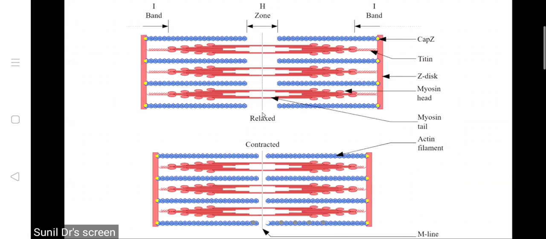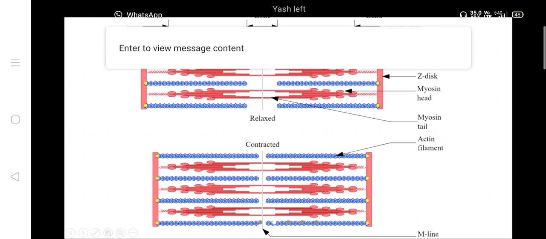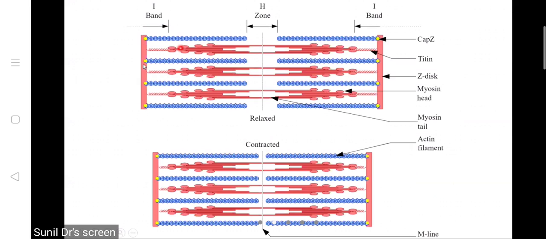Okay, so just concentrate on this portion. This is the relaxed portion. This is the relaxed status of the sarcomere. So I told you this is the myosin. This is the actin, and these are the heads, and this is attached by titin. This is the titin which is attached to the Z line.